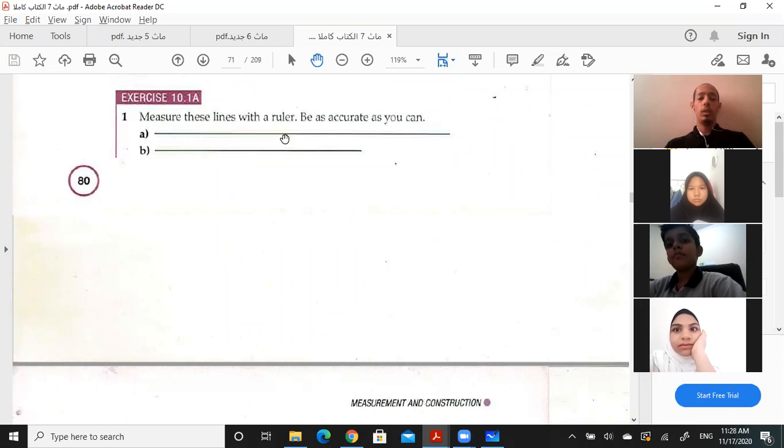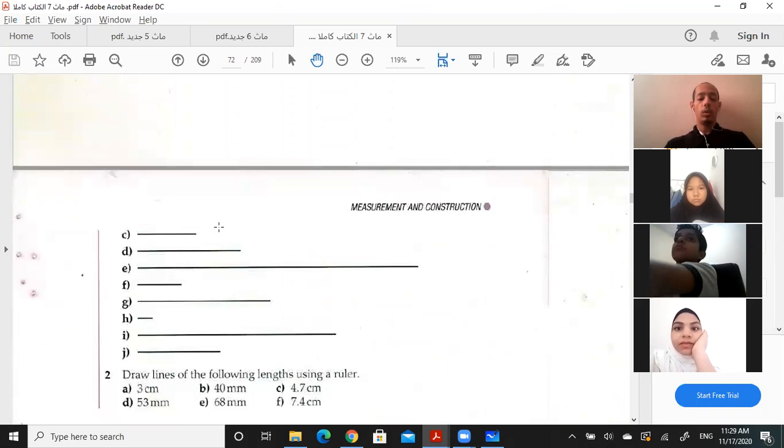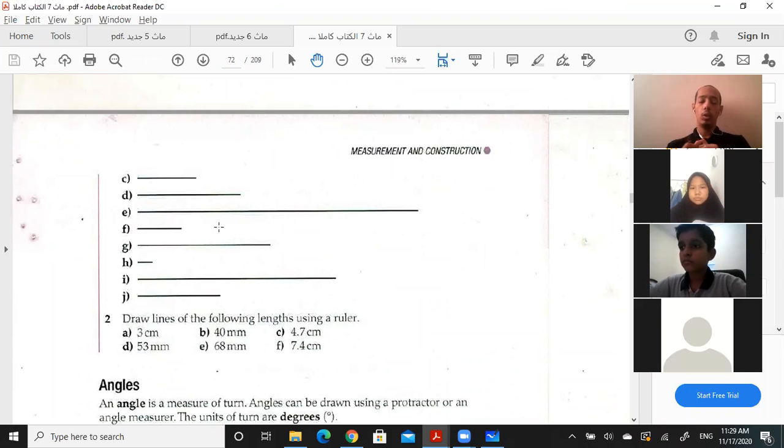Measure these lines using a ruler. Be as accurate as you can. So you have lines A, B, C, D until J, and what you are going to do is measure the lines using your ruler. I think this is not hard for you. The hardest part is if the line lies between two marks, between two divisions. In this case, what do you need to do?